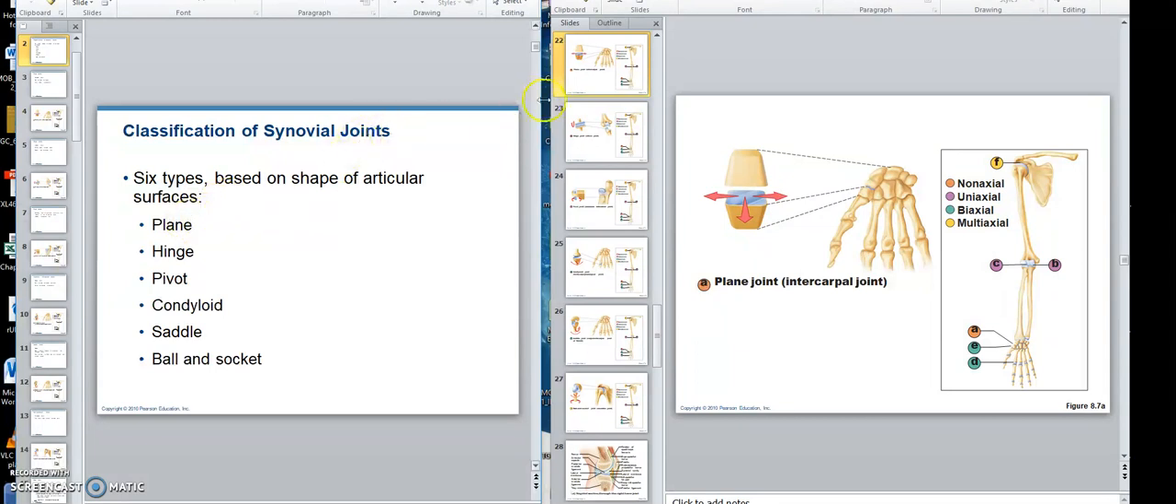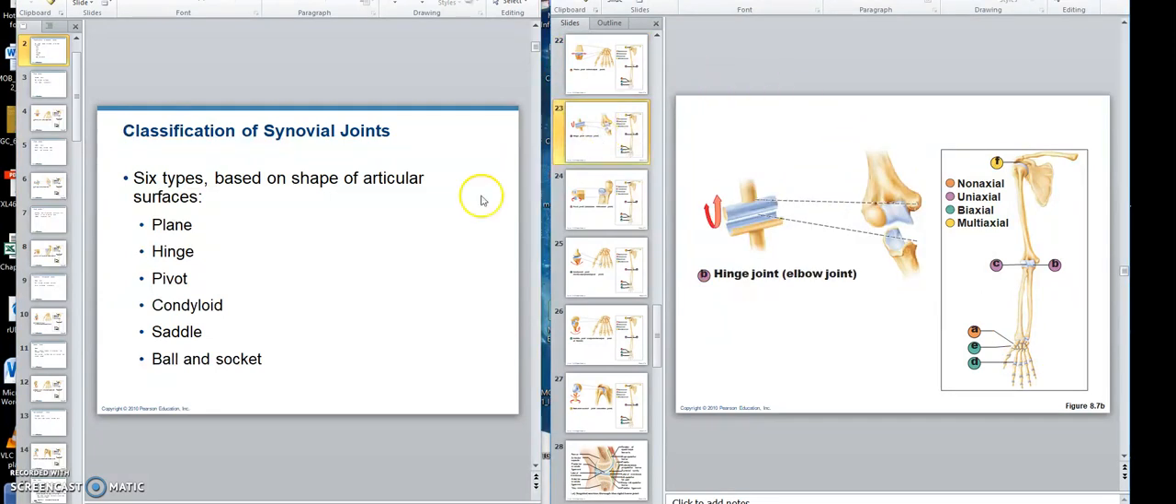Let's start first with the plane. Okay, this is a plane joint. It's more of a sliding action. You can see in those joints right here, which would be what? Your carpal bones. All right, let's go further. This is the hinge joint, which you can see right here. That's that hinge joint right there. That's the olecranon. Remember we had right there, that's that elbow.